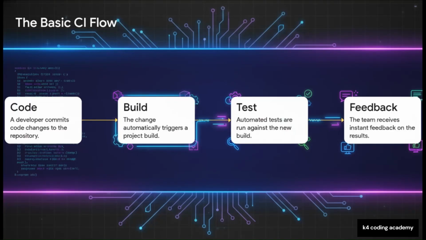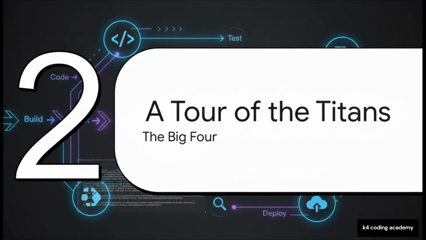And this shows you the basic flow perfectly. A developer commits some code that automatically kicks off a build, then the tool runs a whole bunch of automated tests on that build, and finally, it gives instant feedback to the team. This simple little loop is what stops so many bugs from ever reaching your users. It's a lifesaver.